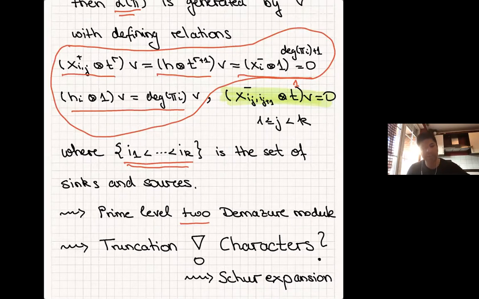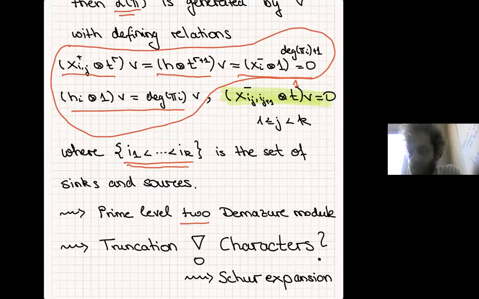Well, you can use the Demazure character formula in principle, theoretically, to calculate it. But what is the Schur expansion? And for that, for the rest of the talk, I want to introduce arbitrary truncated modules, where this is just a special case, and discuss how one can solve this Schur expansion problem of these modules.